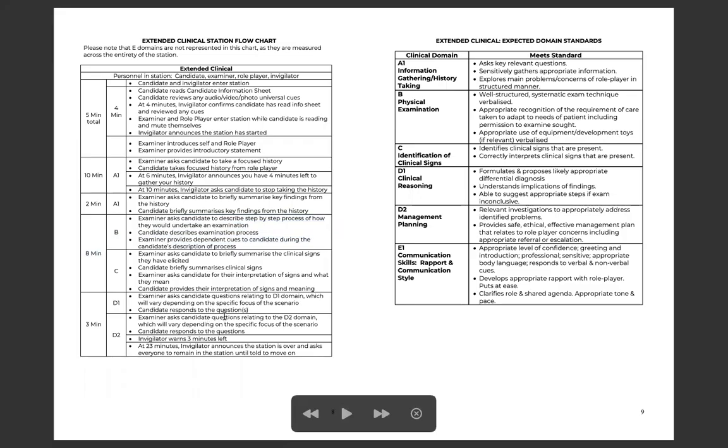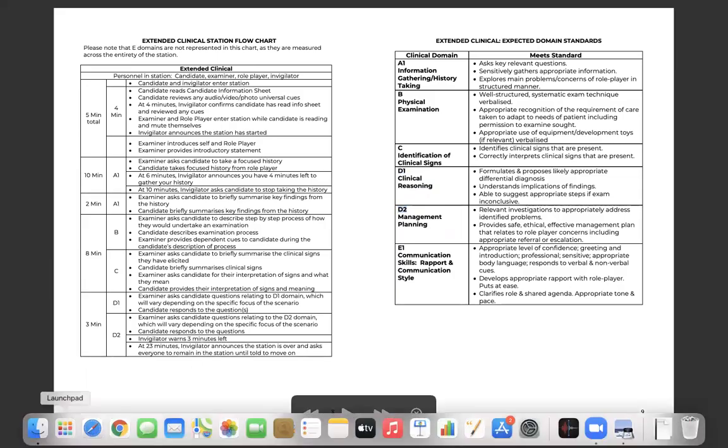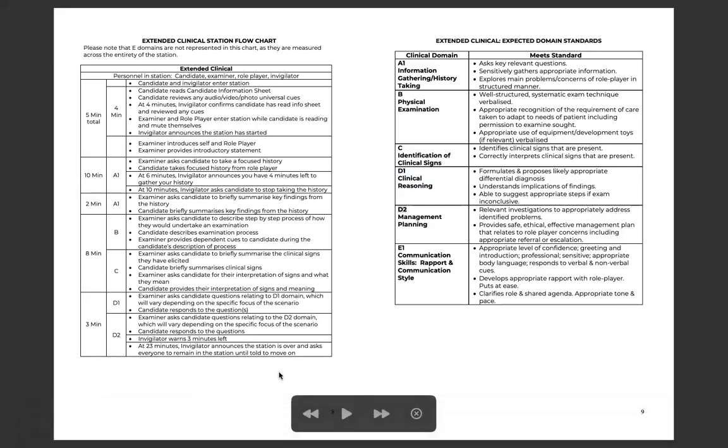Candidate responds to the questions. Examiner asks candidates questions relating to D2 domain. Maybe these are the things. This is D1 and this is D2. We will go through it, which will vary depending upon the specific focus of the scenario, and candidate responds to the questions. Invigilator announces 3 minutes left. At 23 minutes, invigilator announces the station is over and asks everyone to remain in the station until told to move on.